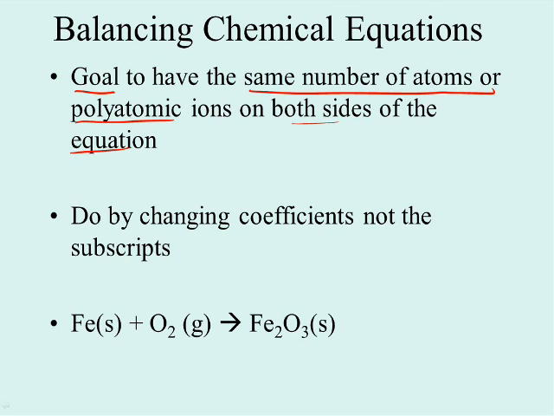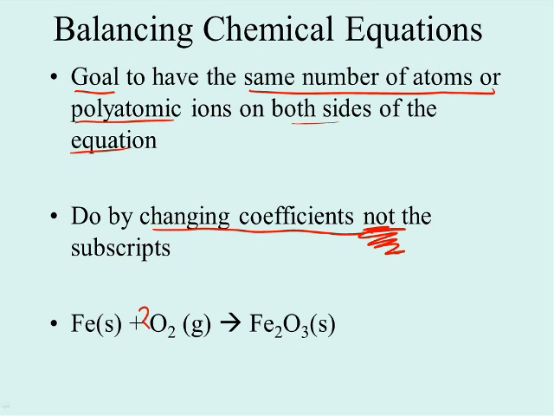Now, how do we balance this? Well, we do so by changing coefficients, not the subscripts. The coefficients are the big numbers that we put in front. For instance, we'll put a 3 or a 2. We can't say, well, there's 1 iron here and there's 2 iron here, so why don't I just get rid of this iron? Yeah, it's balanced. And there's 3 here and there's 2 here, I'll just change that to a 3. Hey, it's all balanced. Yay. No, you cannot do that. You have to add big numbers, and that's where the challenge comes in.